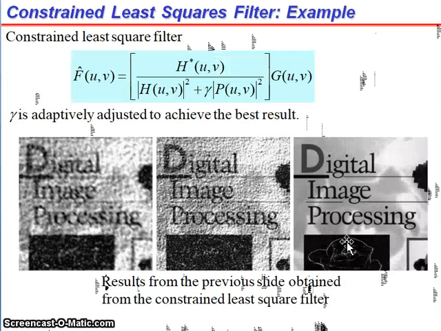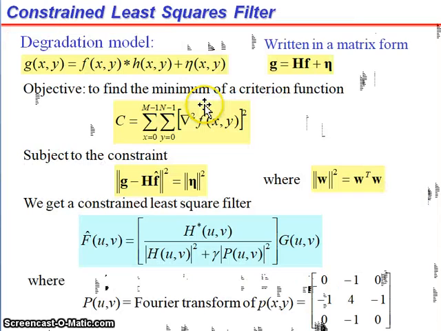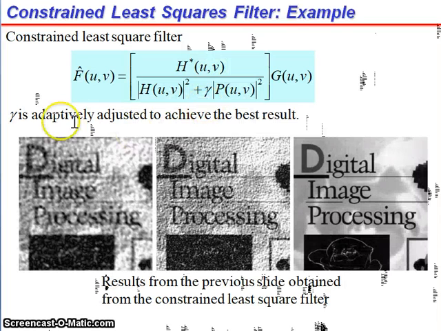Now here, the constrained least square filter formula is this one, right? What is gamma here? Gamma is adaptively adjusted to achieve the best result. Here also gamma is variable. So to achieve the best result, you just vary the gamma.